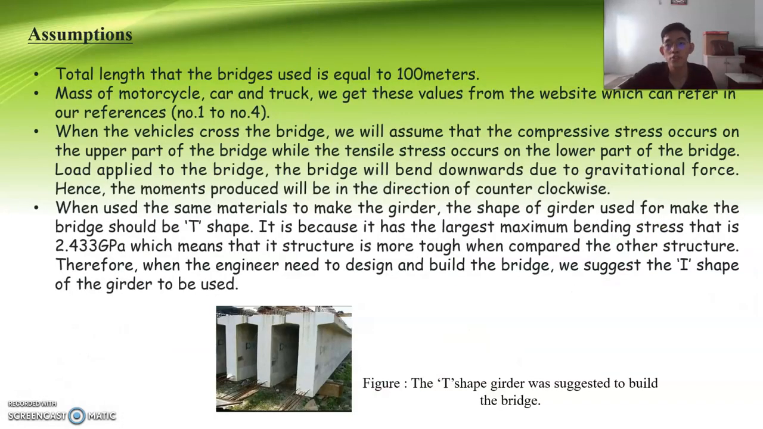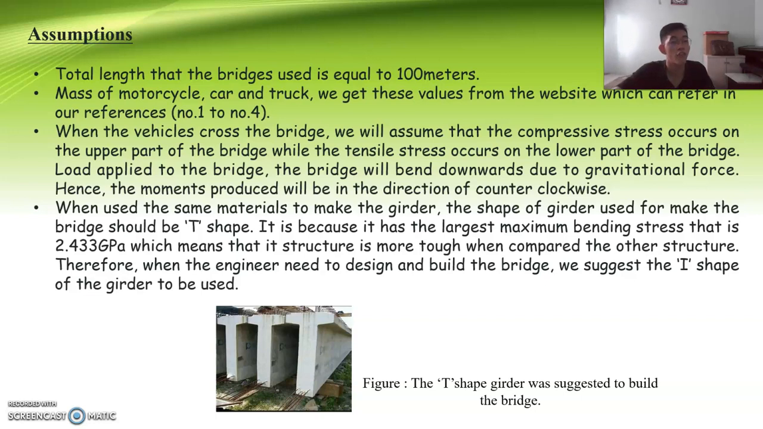So for the assumptions, the total length that the bridge uses is equal to 100 meters. The mass of the motorcycle, car and truck, we get these values from websites, which can be found in reference number 1 until number 4. When the vehicle crosses the bridge, we assume that the compressive stress occurs on the upper part of the bridge, while the tensile stress occurs on the lower part of the bridge. So the moments go from the lower part to the upper part.